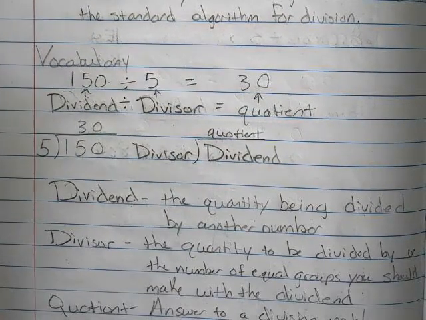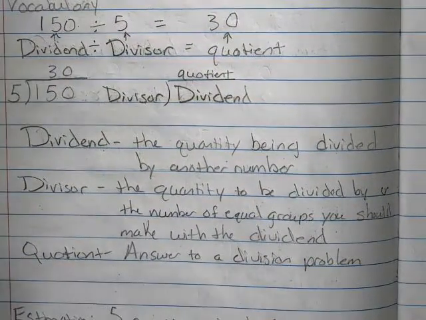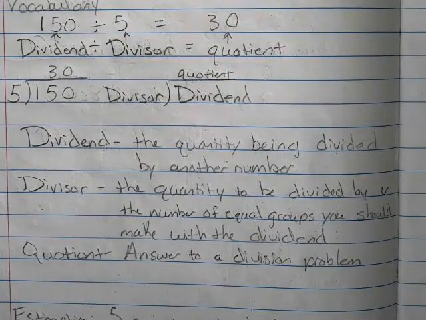So here are the definitions for each of them that you will need to write down. The dividend is the quantity being divided by another number. Your divisor is the quantity to be divided by, or the number of equal groups you should make with the dividend. And your quotient is the answer to your division problem.